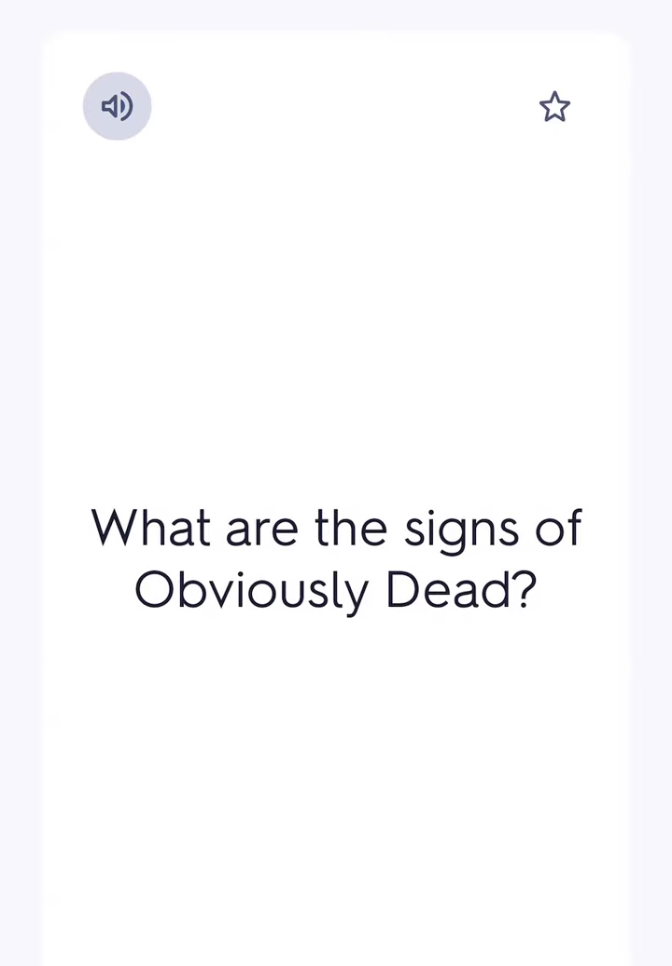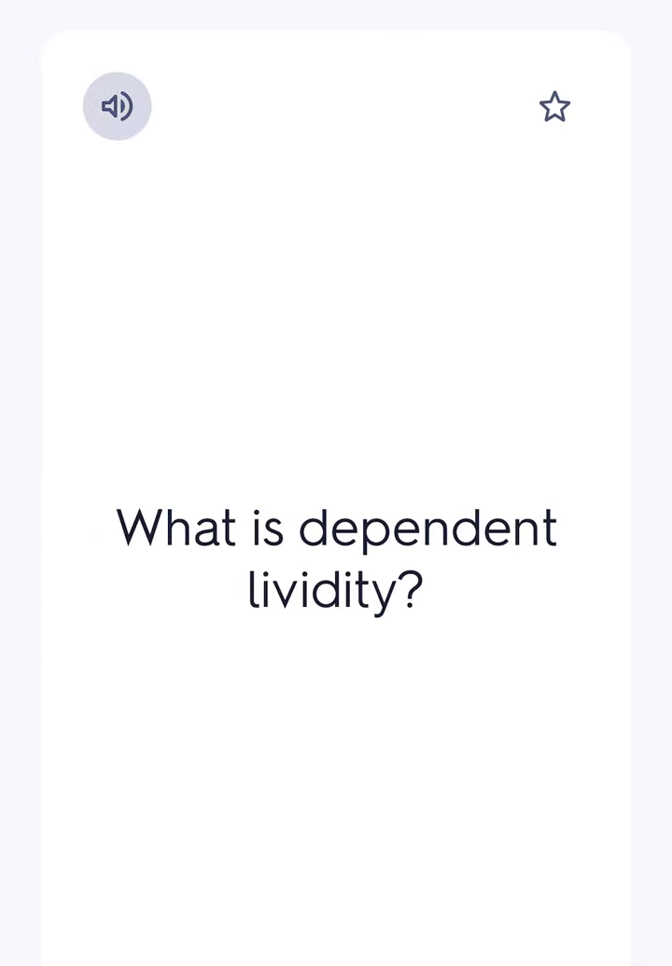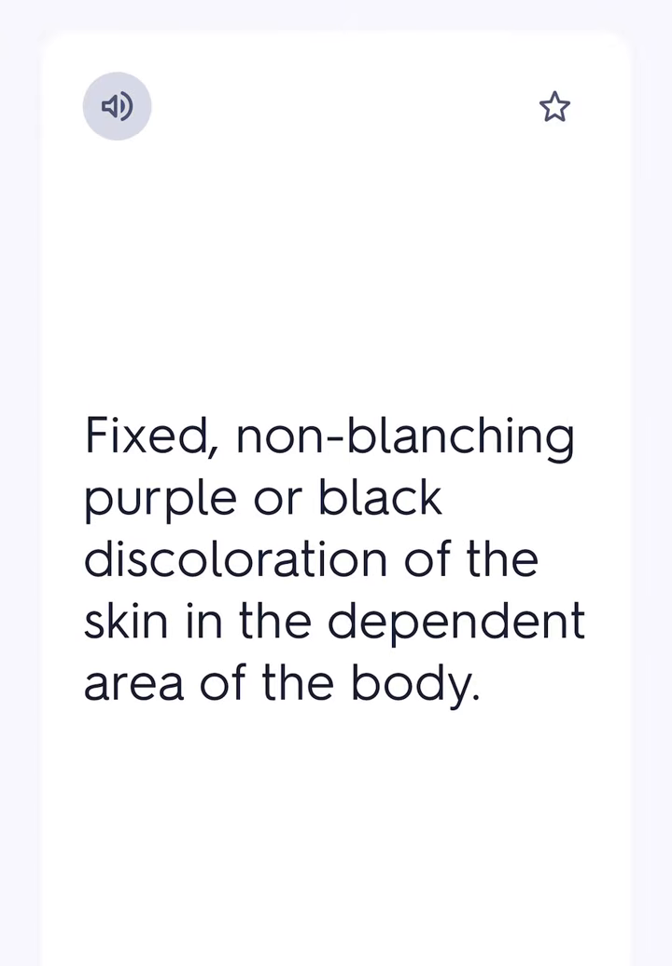What are the signs of obviously dead? Decapitation, visible decomposition, absence of vital signs, grossly charred body, open head or torso wound with outpouring of contents, gross rigor mortis, or dependent lividity. What is dependent lividity? Fixed, non-blanching purple or black discoloration of the skin in the dependent area of the body.